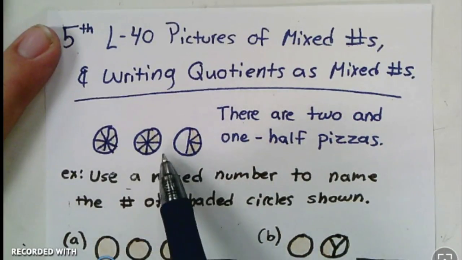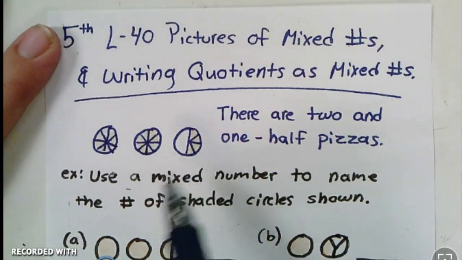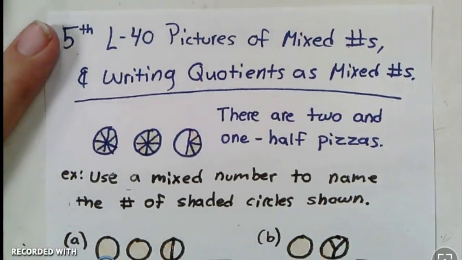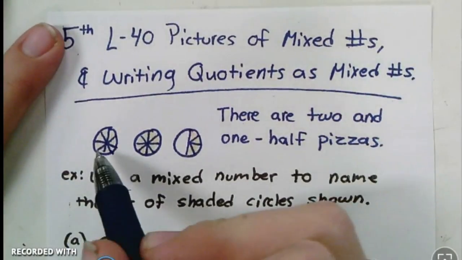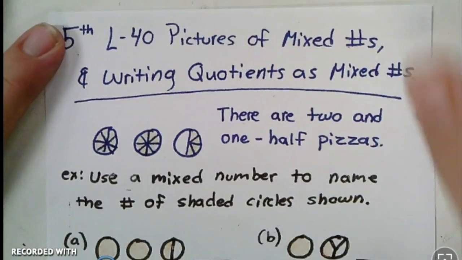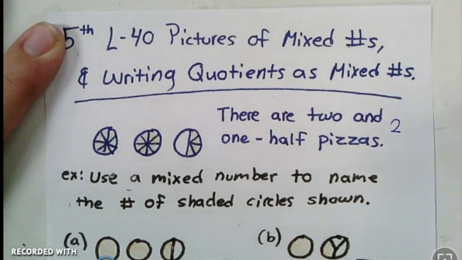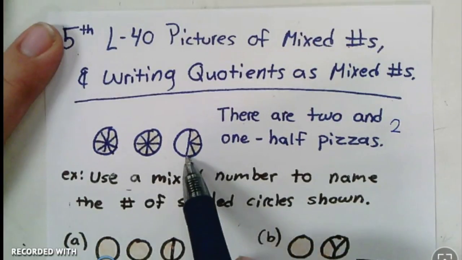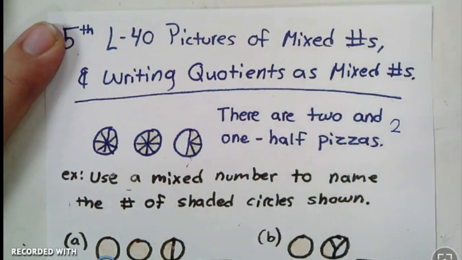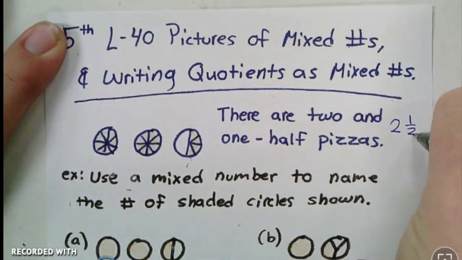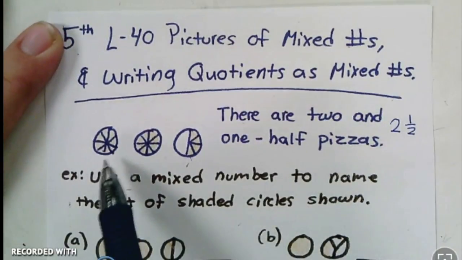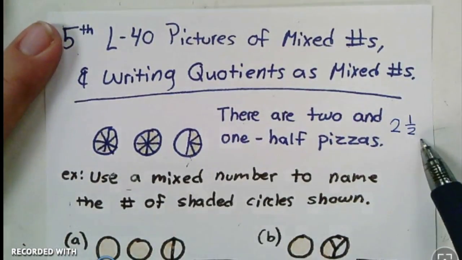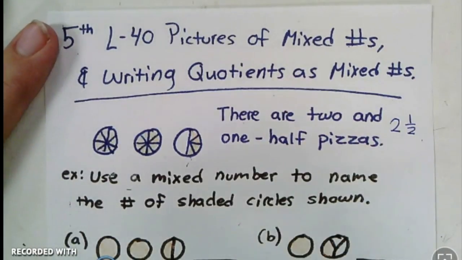I have 2 1/2 pizzas, right? So how can we write that? Well, we can write it with a mixed number. The 2 is going to be how many wholes there are. And then we're going to show this isn't quite a whole, it's a fraction. And what fraction does this represent? 1/2. And so this picture shows 2 1/2 pizzas.